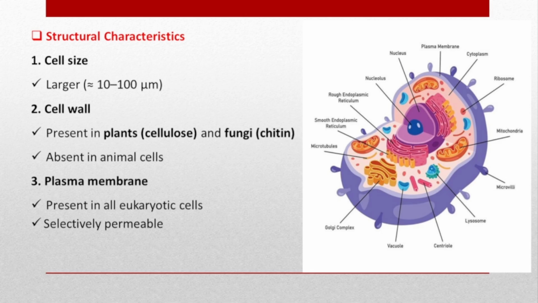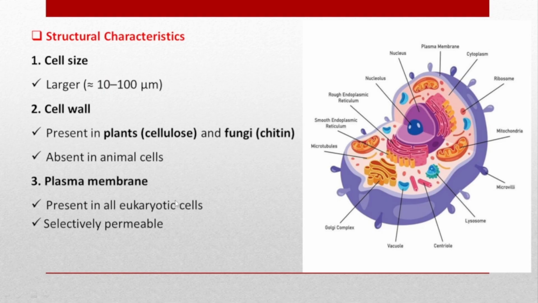When you see the structural characteristics, the first one is cell size. The cell size is larger when compared with the prokaryotic cell, that is 10 up to 100 micrometers. The cell wall is present in plant cells, made from cellulose, and in fungi, made from chitin. This cell wall is absent in animal cells. In animal cells there is no cell wall.